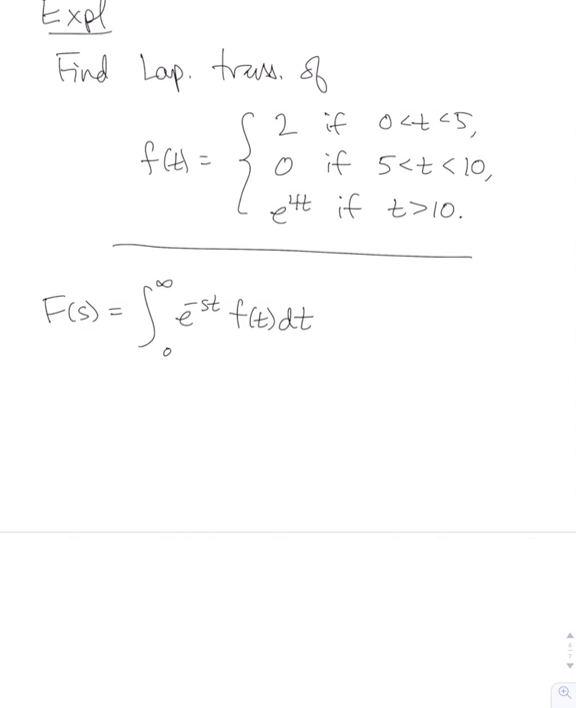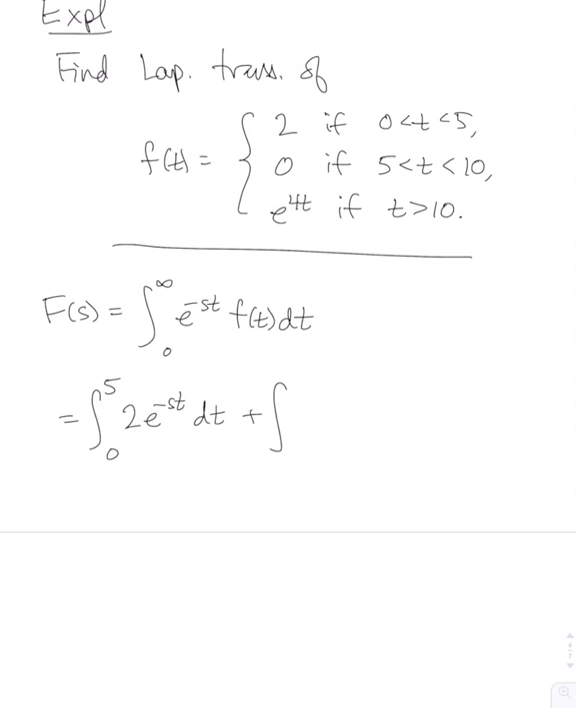All right, now we can't really plug in what f is because f is given to us piecewise. We're going to have to first break this integral down into pieces. So first we've got the piece from 0 to 5. We'll have the integral from 0 to 5, and then we'll plug in what f is on that interval. F is equal to 2 there, so I have 2 times e to the negative st. Then the next piece would be 5 to 10, but f is equal to 0 there. When you integrate 0, you just get 0, so we can skip that piece.